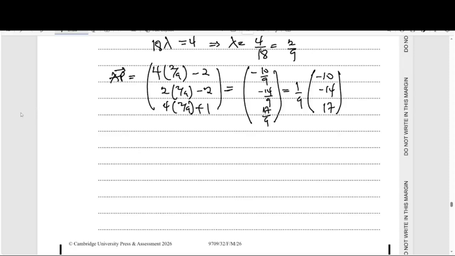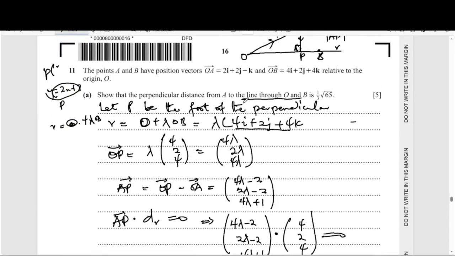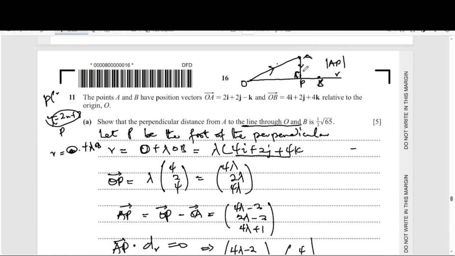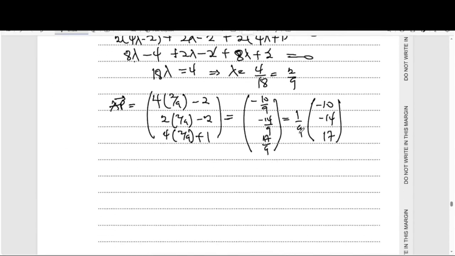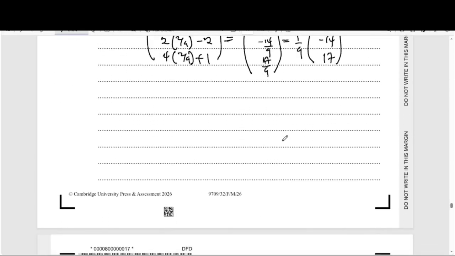And you can find the distance AP. That's what we've been finding all this while, right? From the diagram, what we want to find is the distance of the line AP, because that is a perpendicular distance from A to the line through O and B. Okay. So you have to show that the answer is 1/3 root of 65.